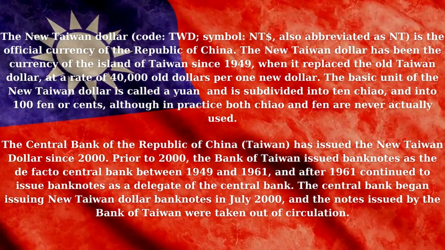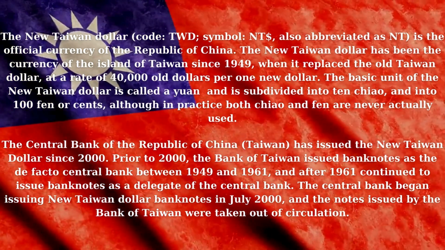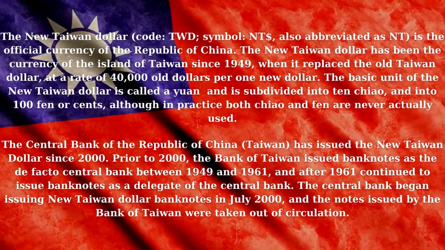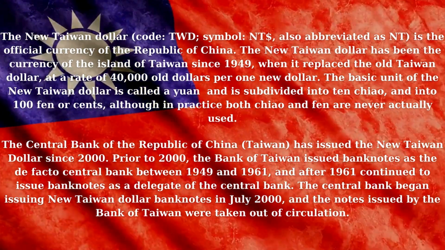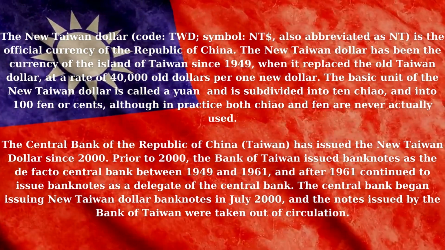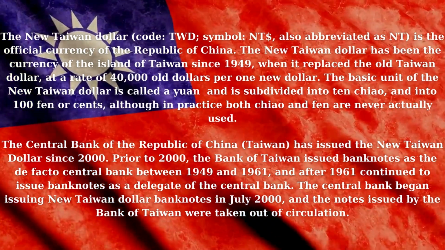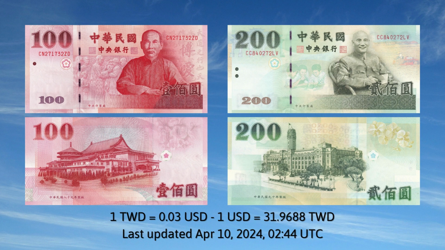Prior to 2000, the Bank of Taiwan issued banknotes as the de facto central bank between 1949 and 1961, and after 1961, continued to issue banknotes as a delegate of the central bank. The central bank began issuing new Taiwan dollar banknotes in July 2000, and the notes issued by the Bank of Taiwan were taken out of circulation.